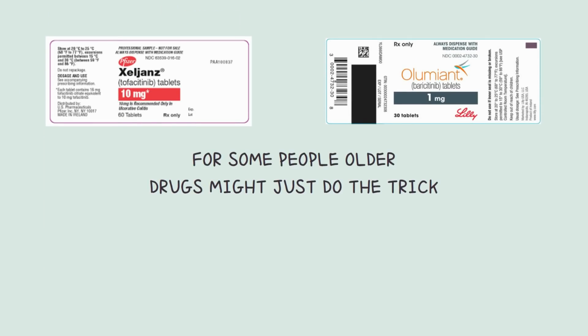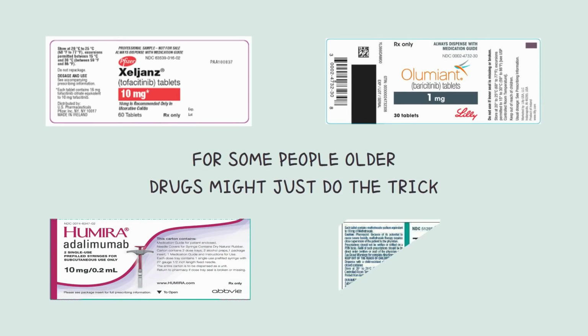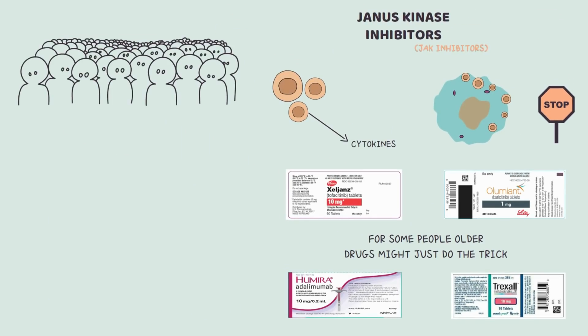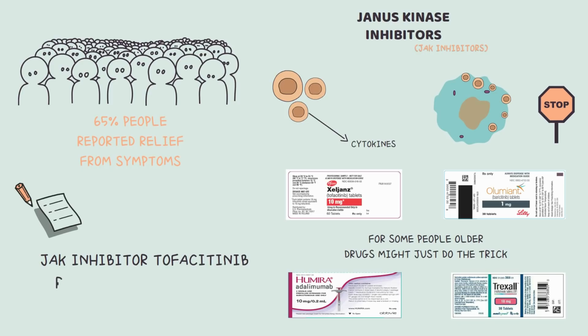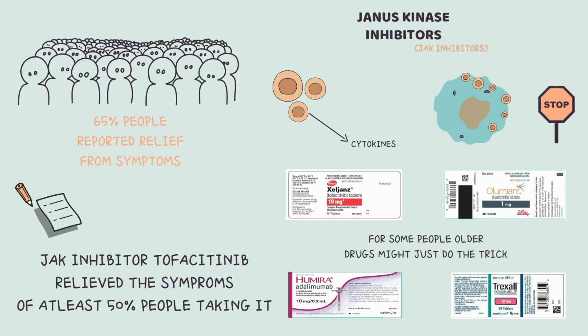Older drugs don't always work for everyone. Only about 65% of people who take disease-modifying anti-rheumatic drugs get relief from their symptoms. If you are not in this group, a JAK inhibitor might make a difference. In one study, about half of the people with rheumatoid arthritis who didn't improve with biological drugs had symptoms that were less severe after they took JAK inhibitors, tofacitinib, for 3 months.